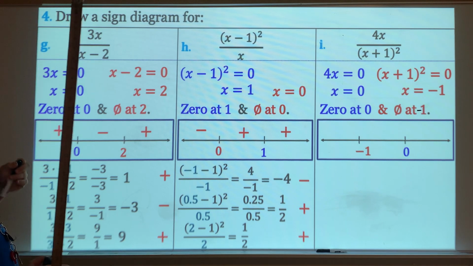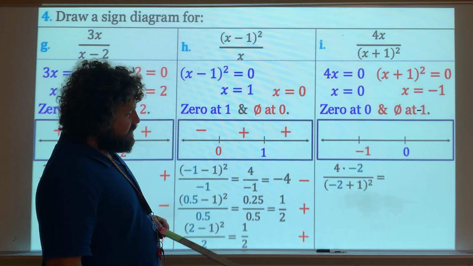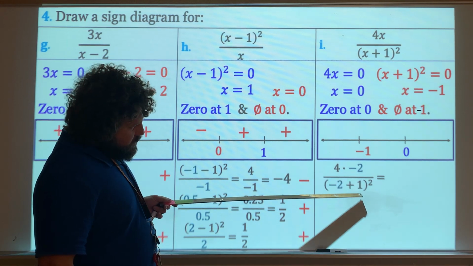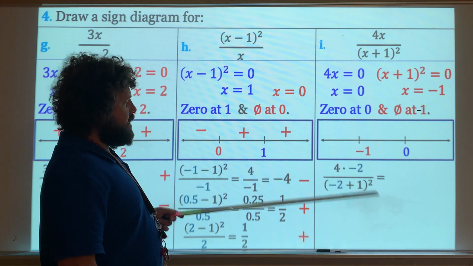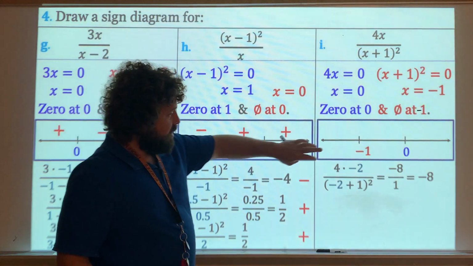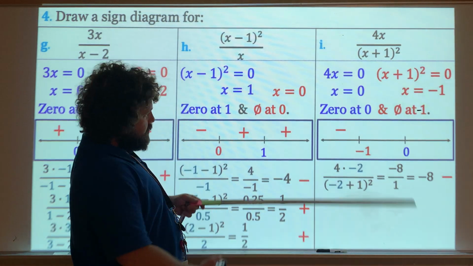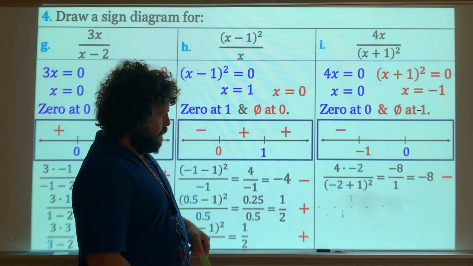Number less than negative 1 is indeed negative 2. 4 times negative 2 is negative 8. Negative 2 plus 1 is negative 1. Negative 1 squared is positive 1. So you get negative 8 over 1, which happens to be negative 8, which is a negative. I have to pick a fraction here again. Sorry, guys. Negative 1/2.